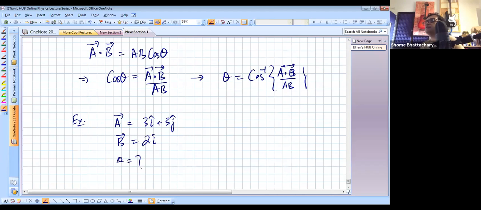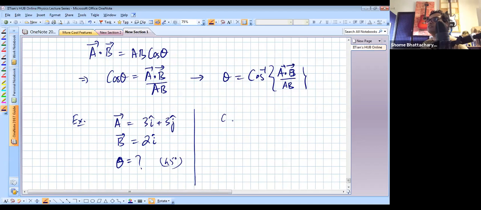Now see, the example is so simple that you should be able to predict it anyway without even doing dot product. Vector A, what is happening? Both components are equal and both are positive. So it's making an angle 45 degrees with the x-axis. It's pretty obvious, you know? Whereas the vector B is lying along the x-axis. So what should be the angle theta? You know it should be 45 degrees. It's pretty obvious without even doing anything.